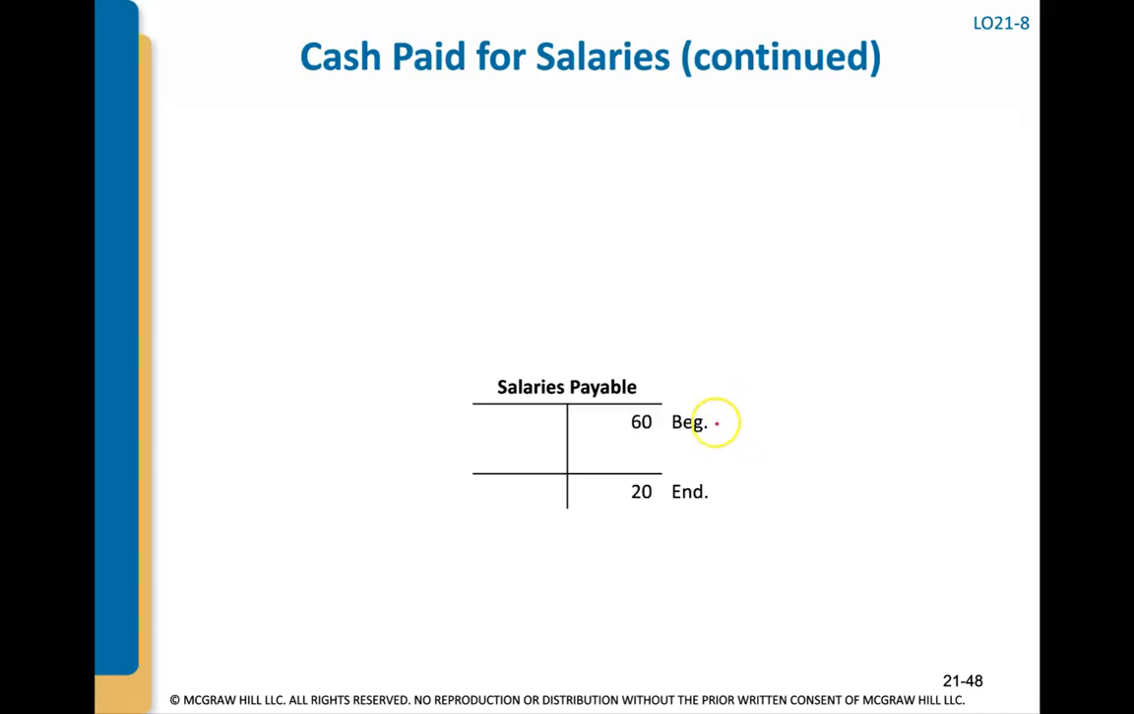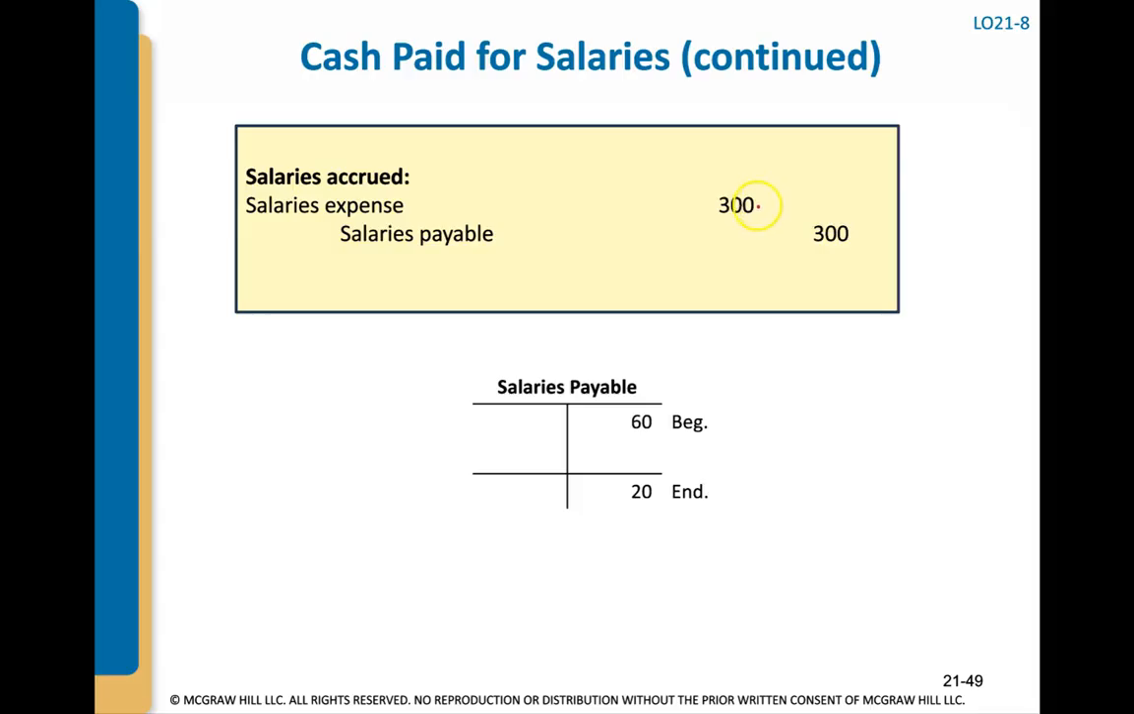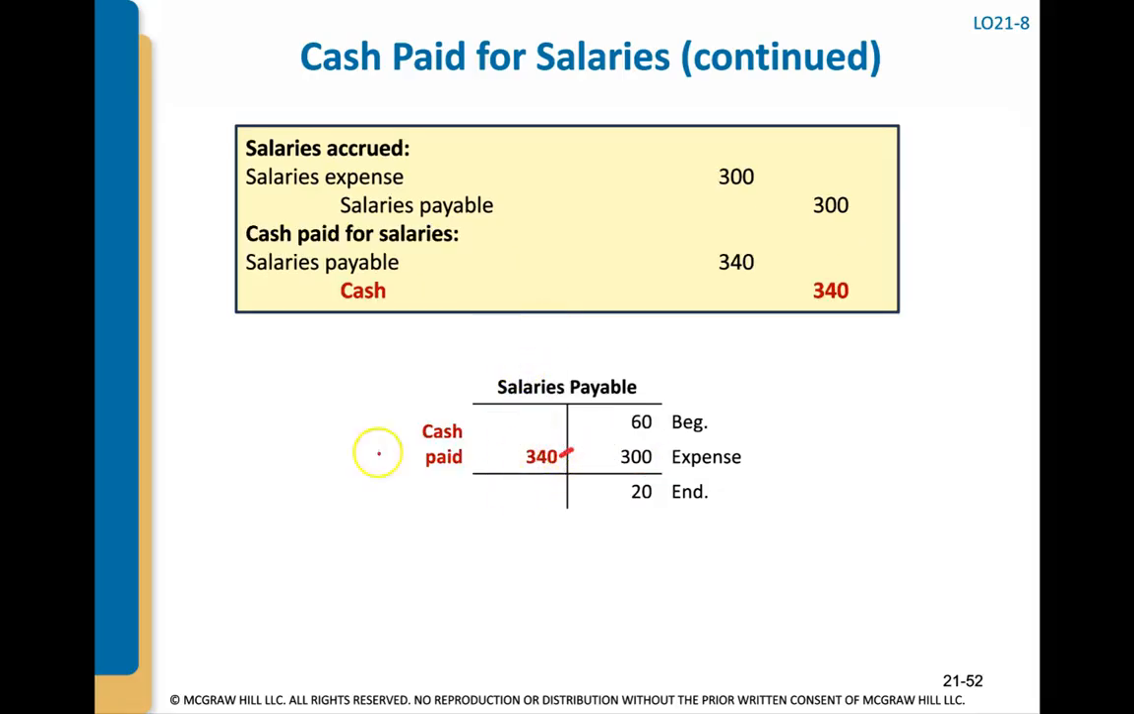Let's go through our T accounts. Here's my salaries payable T account, beginning 60, ending 20. We're told in the problem that salaries expense is 300, which means that we recorded debit salaries expense, credit salaries payable. So here I have my credit to salaries payable. If I look at my T account, 60 plus 300 does not equal 20, which means I have some sort of payment for salaries that happened during the year. And that payment is $340. This is a plug, okay, to make this T account work. So the cash paid for salaries, I would have recorded debit salaries payable, $340, and credit cash, $340, right?